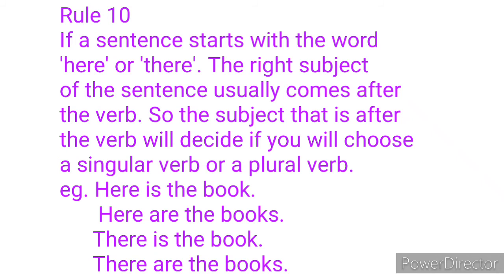Examples: here is the book. The word book is singular, so it has to go with a singular verb, is. Here are the books. Books is plural, so it has to go with a plural verb, are. There is the book. There are the books.